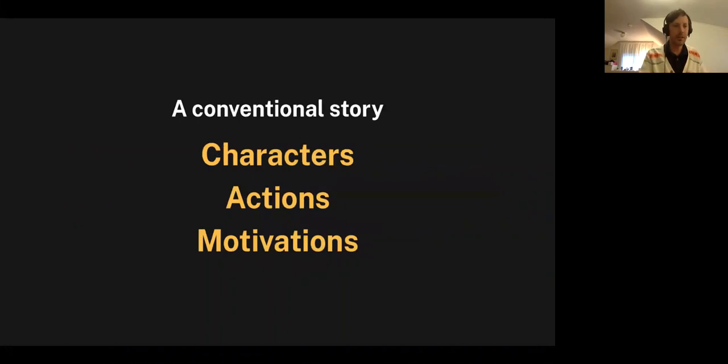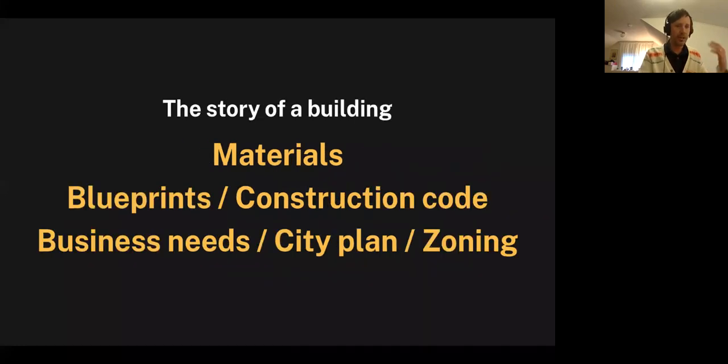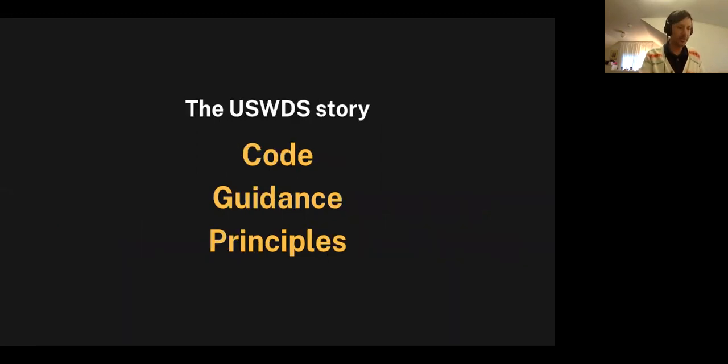While a conventional story might have characters taking actions directed by motivations and goals, you could also think of the story of a building or building's construction as the story of materials combined through blueprints and construction codes in the service of business needs, of user needs, city plans, zoning. Similarly, the story of a design system like USWDS is the story of code, combined through guidance in the service of design principles.